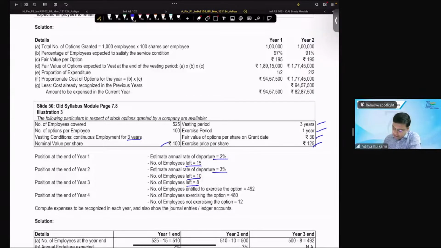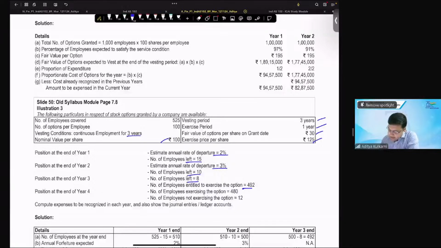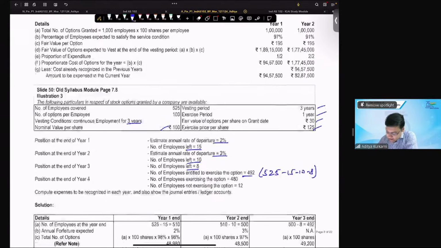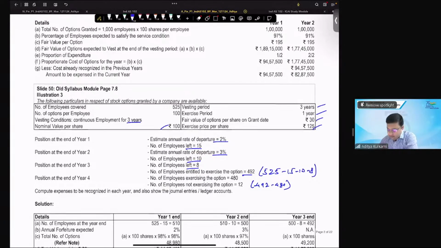Number of employees entitled to exercise the option is 492. Okay. So 492 is nothing but 525 minus 15 in year 1, 10 in year 2, 8 in year 3. Even if 492 was not given, you would be able to calculate that. Number of employees exercising the option is 480. Number of employees not exercising the option is 12. So that is nothing but 492 minus 480. Are we okay with this?